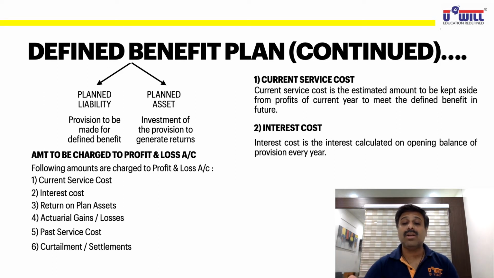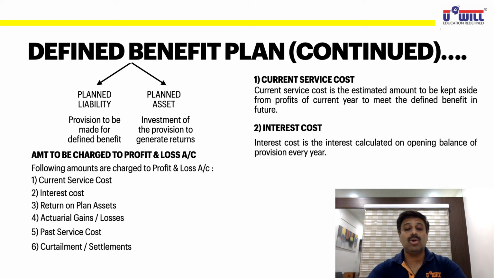So in the next year, what will be your interest cost? Interest cost will be the interest on that opening balance of 1 lakh next year. Next year again you keep aside, suppose let us say 1,50,000 rupees, then 1 lakh plus 1,50,000 plus that interest, on that you count the interest in the third year. That will be the interest cost. So what is interest cost? Interest calculated on opening balance of provision every year.